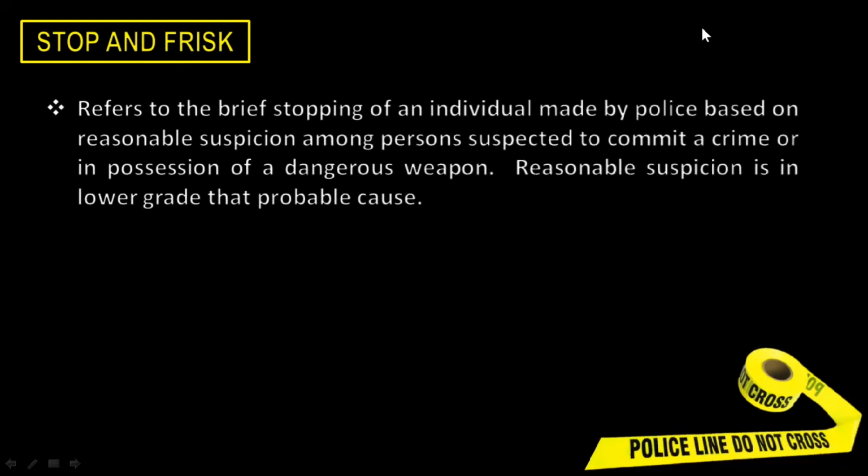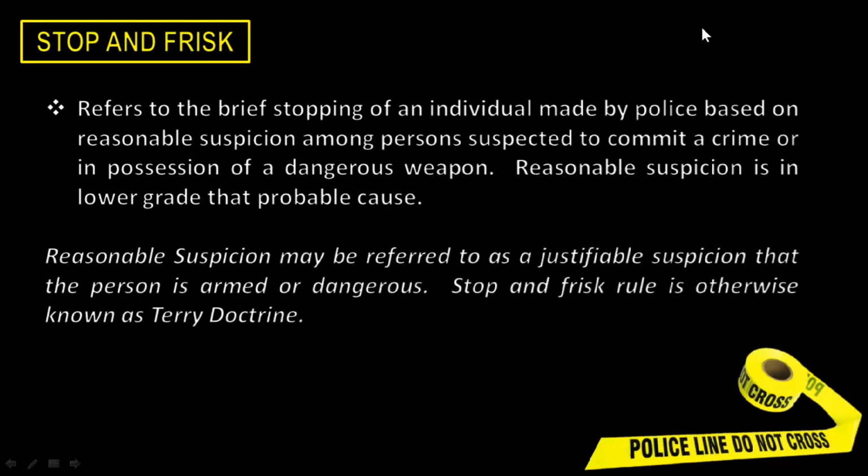Stop and frisk. Third circumstance. So stop and frisk refers to the brief stopping of an individual made by the police based on reasonable suspicion among persons suspected to commit a crime or in possession of a dangerous weapon. So reasonable suspicion is a lower grade than that of probable cause. Reasonable suspicion may be referred to as justifiable suspicion that the person is armed or dangerous. And by the way, stop and frisk rule is otherwise known as Terry doctrine.